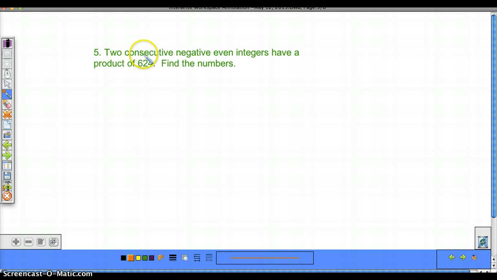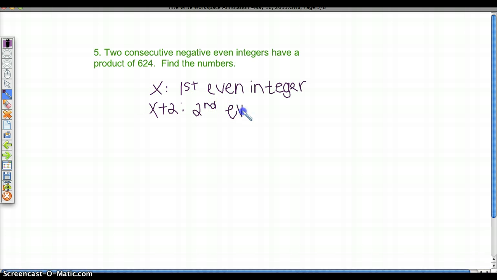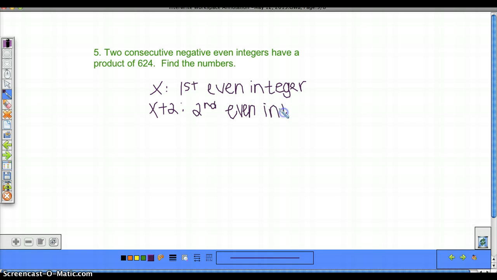Number 5 says 2 consecutive negative even integers have a product of 624. Now, we have dealt with consecutive integers and consecutive even integers before, but now we're actually dealing with their product. So first we're going to name our two variables. We're going to say x is our first even integer, and remember, even and odd numbers go by 2's, so x plus 2 is our second even integer. Your two answers at the end of this problem should both be even, and they should be consecutive.